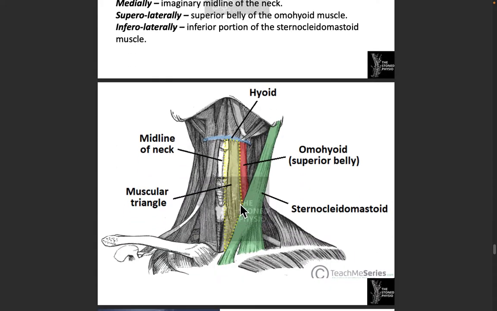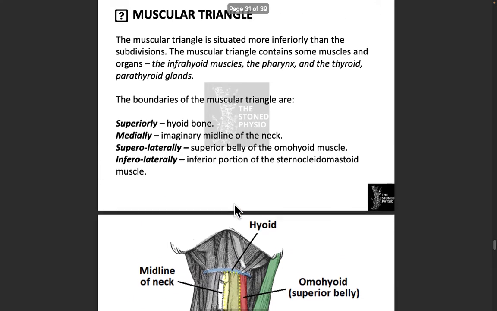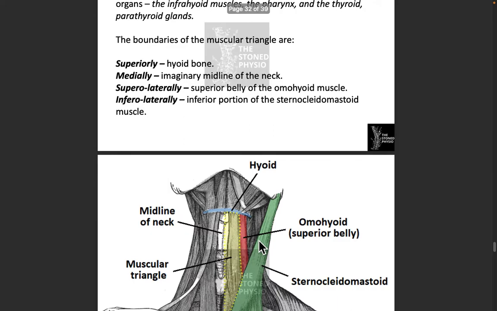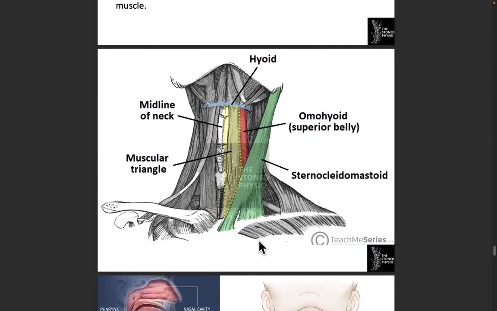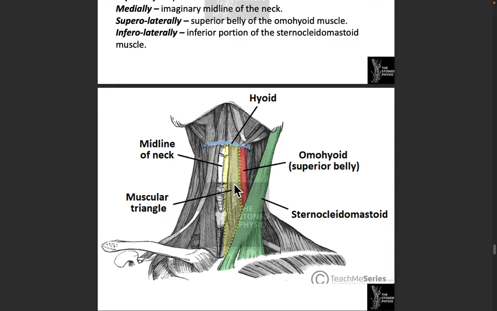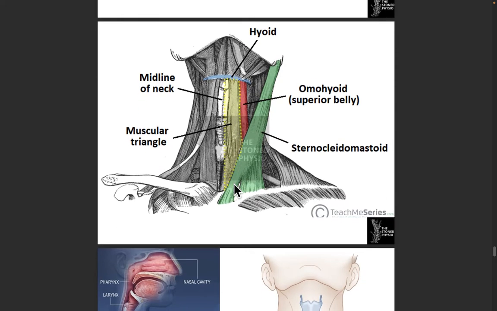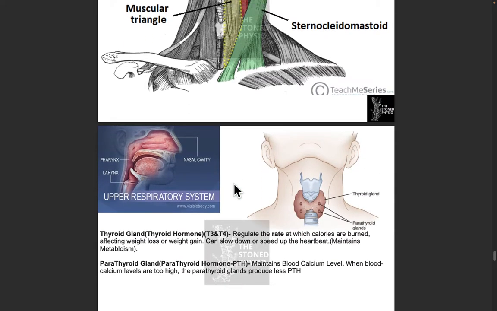The muscular triangle covers a lot of infrahyoid muscles, but apart from that we have the thyroid and parathyroid glands, and we will talk about these glands also. Apart from that we have the larynx, sorry, the pharynx as well. So now let's talk about the glands as well as the larynx and the pharynx. Pharynx is part of this triangle. First let's talk about the larynx and the pharynx, after that we will talk about the glands.